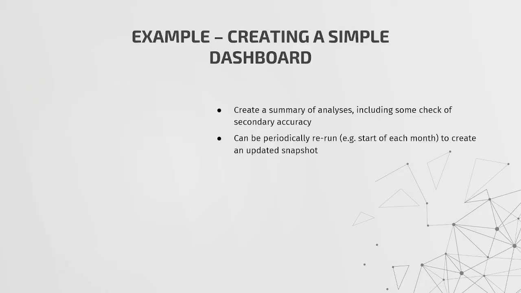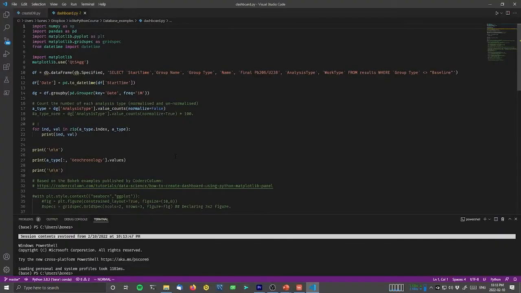The great thing about creating a dashboard like this is that it can be periodically rerun. So, for example, you could run it at the start of each month to update this snapshot so you can see how things are trending within your lab. It does require some grouping of data. We're going to be taking the start times of each selection and summarizing them into monthly data, so that we can put in the monthly counts of how many analyses we did. So let's look at the code for this.